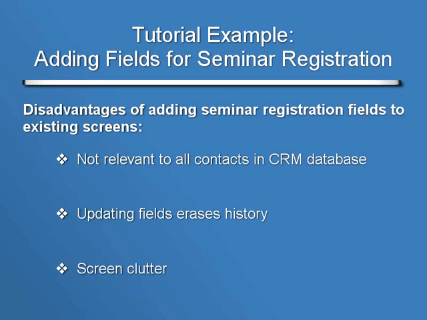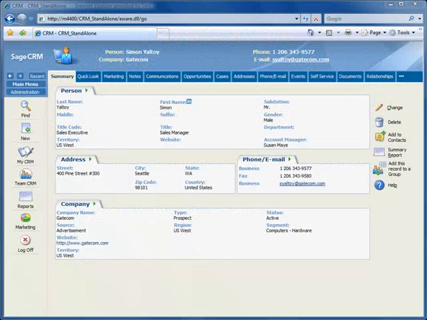A better way to record this information is to use the Key Attributes feature in SageCRM. In this tutorial, we'll take a look at how Key Attributes could be used to record the seminar information, and then we'll show you how to set up the key attributes that we used in our simple example. So let's jump right in and take a look.